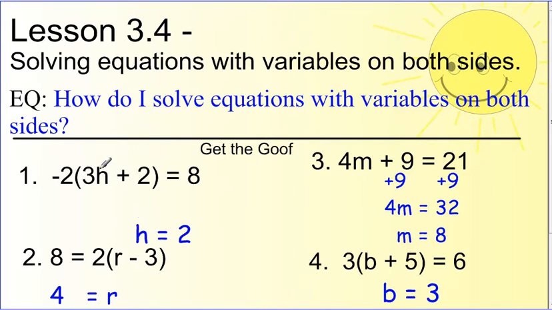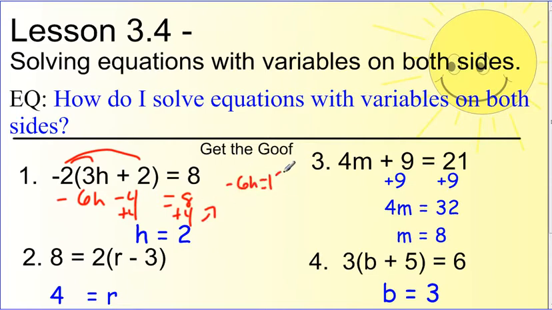So to get rid of parentheses, we distribute. Negative 6h minus 4 equals 8. I'm going to add 4 here, add 4 there. Negative 6h equals 12. Divide by negative 6, divide by negative 6, and h should equal negative 2, because 12 divided by negative 6 is negative 2. So we were close.